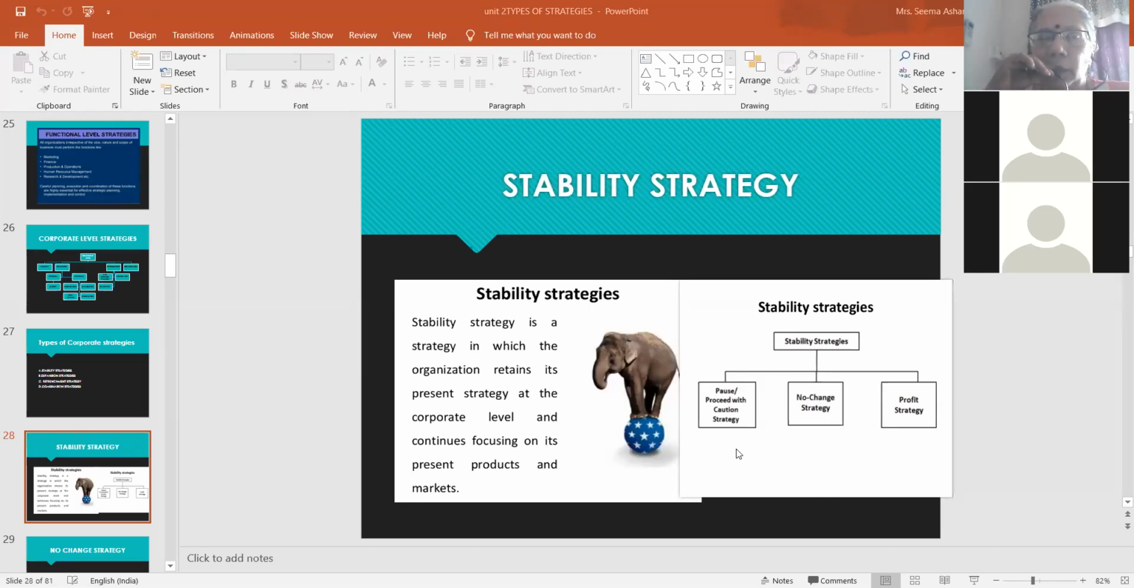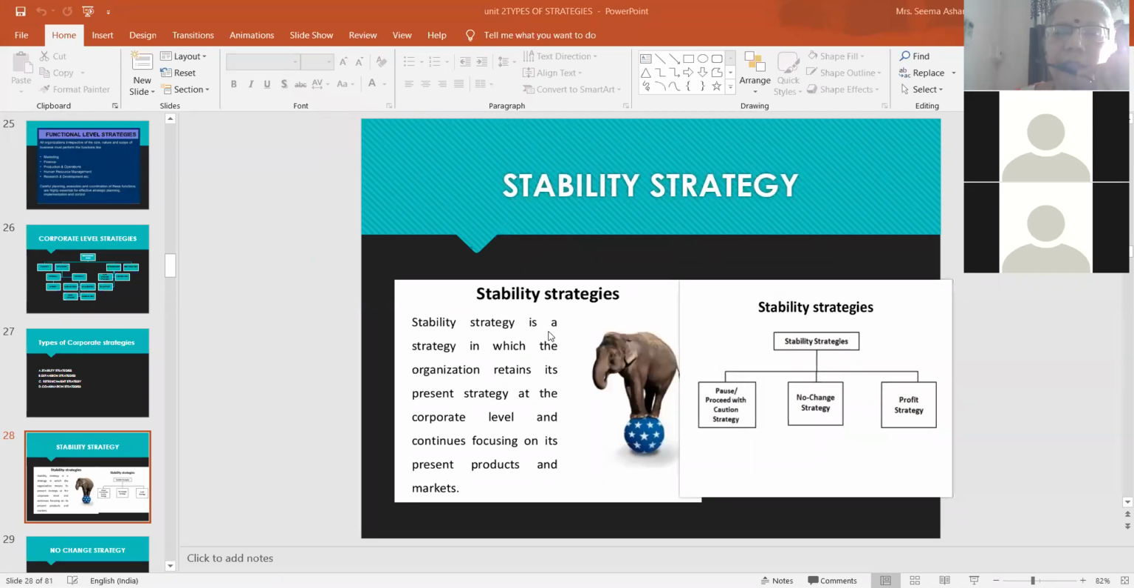For example, you may come to know from your sources that within the next 2 months, the government is going to introduce a very important legislation which is going to have a direct impact on your business. So at that moment, what will you do? You will not do anything new. You will just wait and watch, right? So that is exactly the pause and proceed with caution strategy.